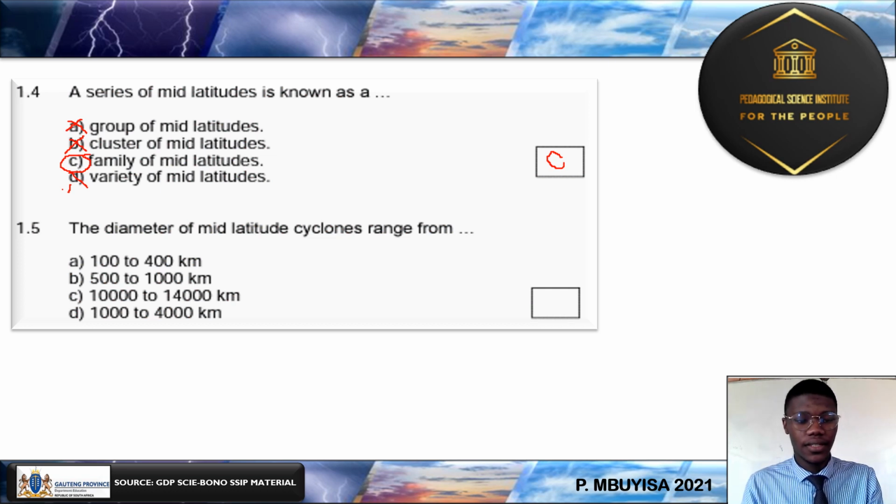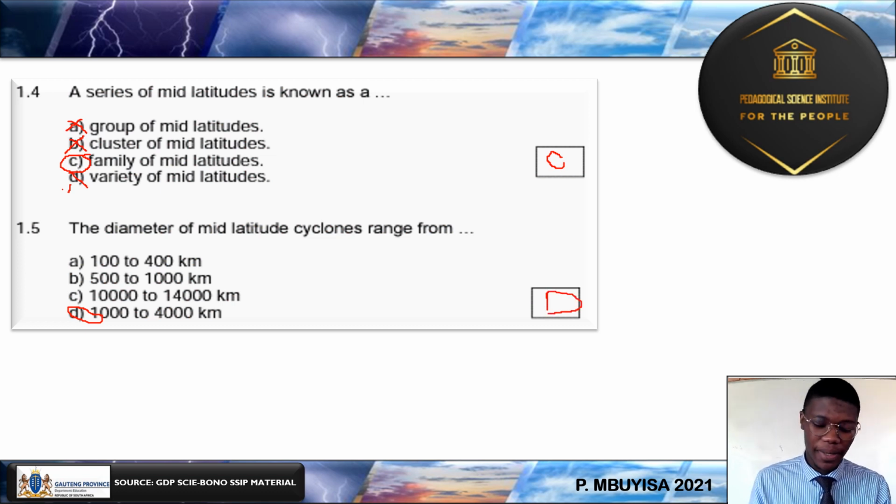B, 500 to 1,000 kilometers. C, 10,000 to 14,000 kilometers. D, 1,000 to 4,000 kilometers. Which one is the most correct answer? And for this one, it also wants you to just remember. So the answer there is D.